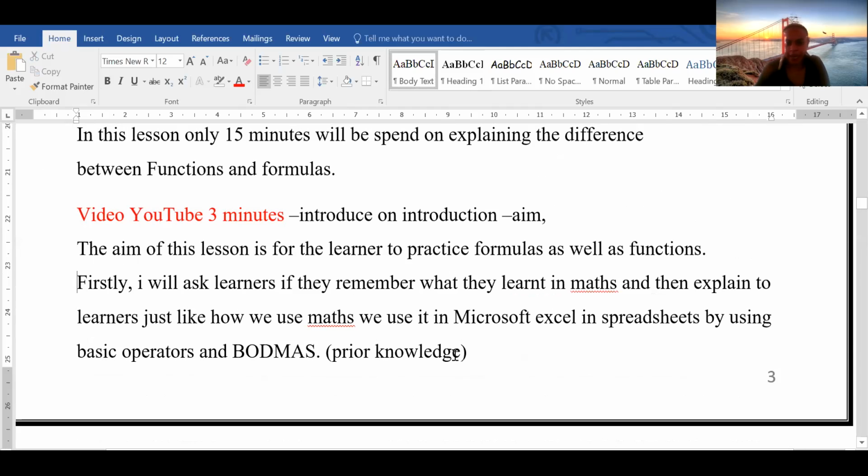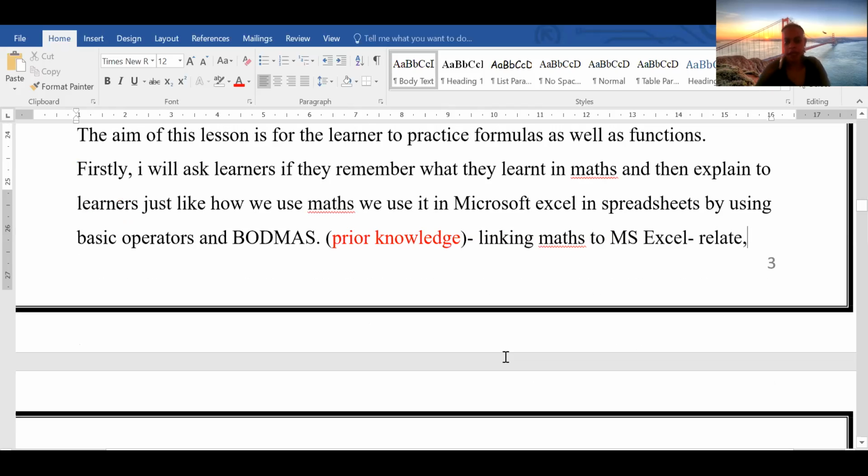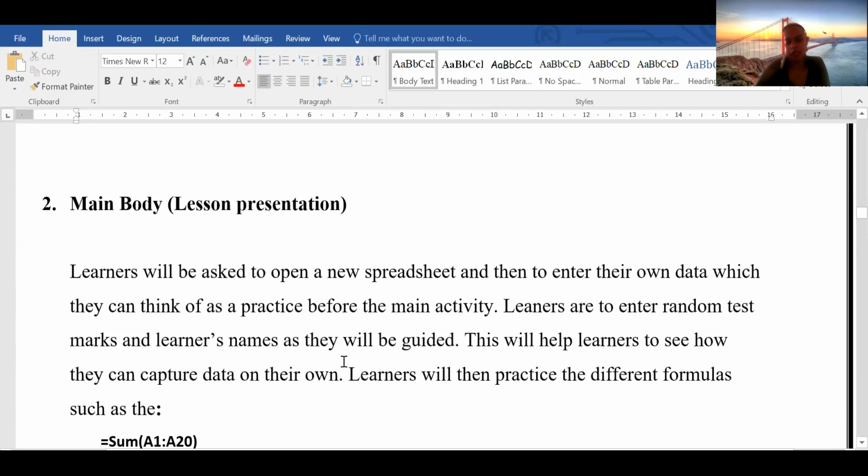This one is using prior knowledge, linking. The teacher is linking math to MS Excel, which is a very good idea, so that the students can be able to relate. Relationships are very important. Then from there, I can move on to the main lesson. Here, the teacher said he's going to use 30 minutes. I'll break mine into 20 minutes. That's what I would prefer.